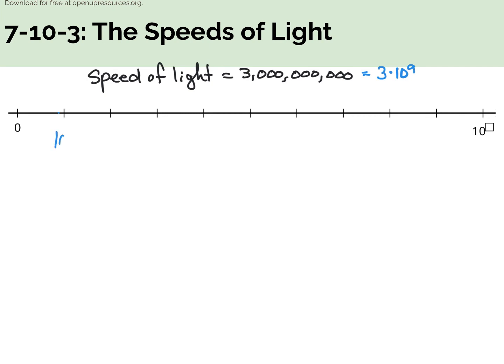So I could label this as 10 to the 0, 10 to the 1, 10 to the 2, 10 to the 3, 10 to the 4, 10 to the 5, 10 to the 6, 10 to the 7, and then 10 to the 8, and then 10 to the 9th. So we'd actually put this information on a number line. Let's keep this in mind while we go through everything.